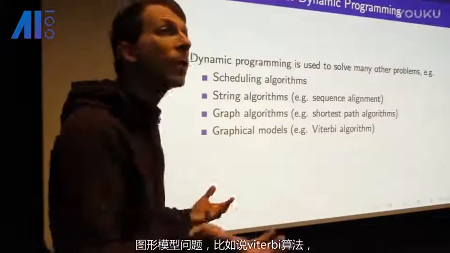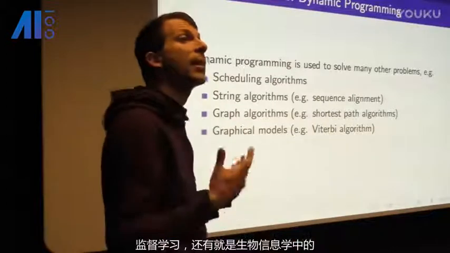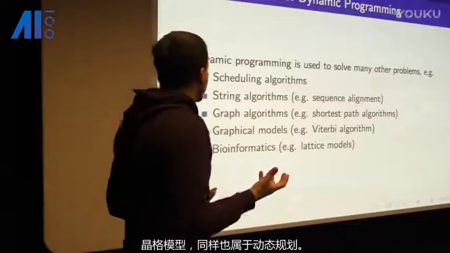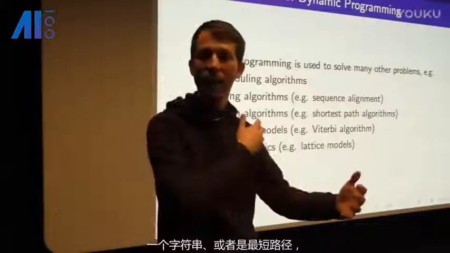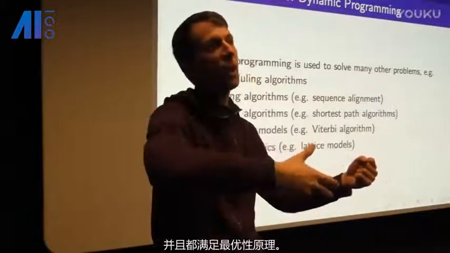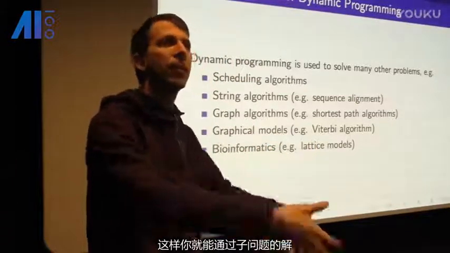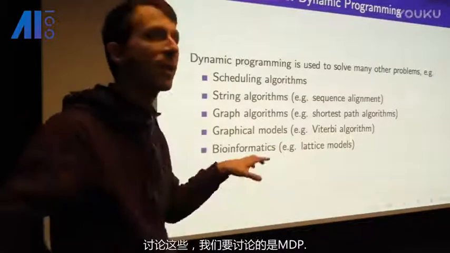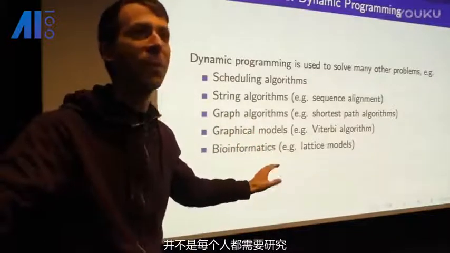If you think about graphical models in other machine learning, like we've been doing supervised learning, the Viterbi algorithm is an example of dynamic programming. Lattice models in bioinformatics again. Anything where you've got some kind of structure like a lattice or a string or a shortest path where there's this optimal substructure and the principle of optimality. And then you can put these things together, efficiently solve the subproblems, figure out something about the overall problem. Okay, but we're not going to talk about these today. We're going to focus on MDPs. Just want you to be aware that that's not what everyone means when they talk about dynamic programming.